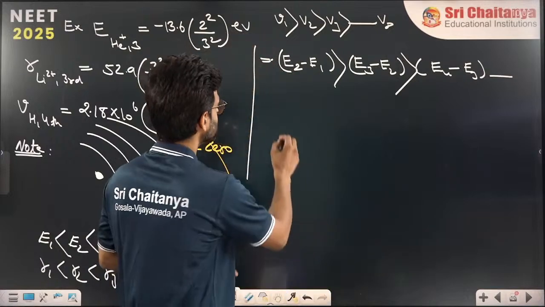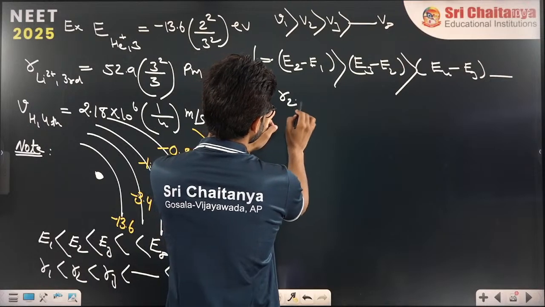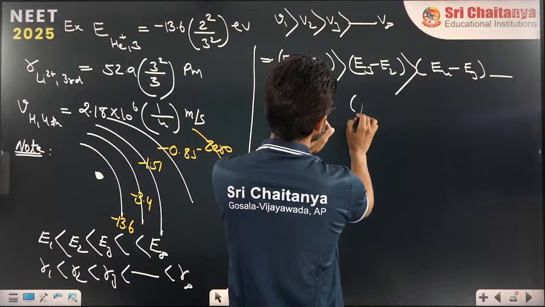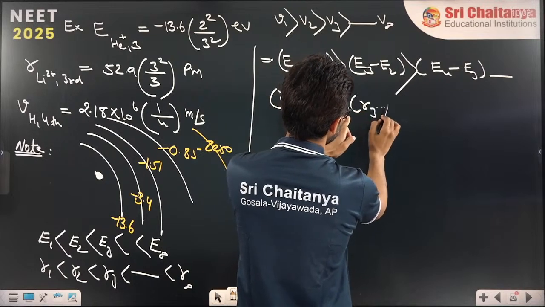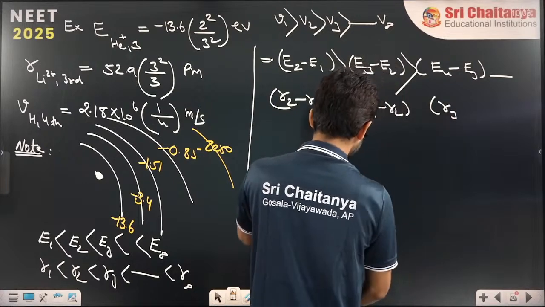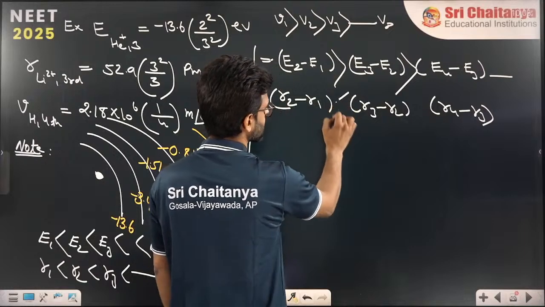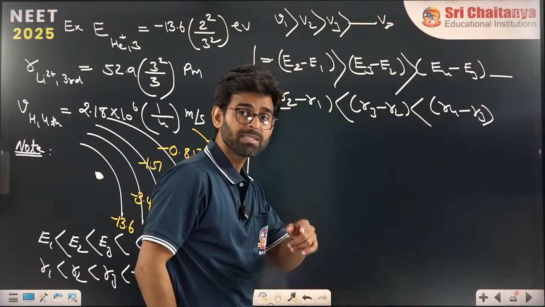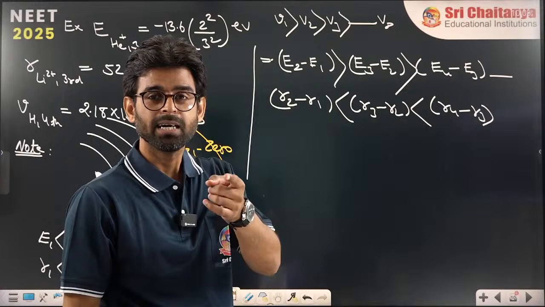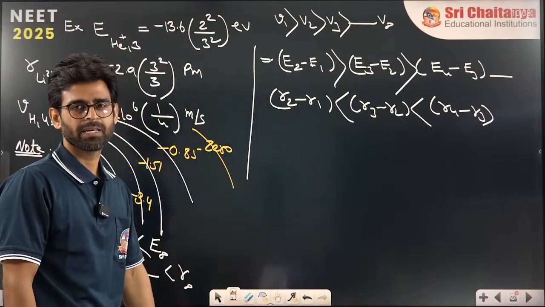But if I talk about the radius, look carefully. It is the gap of R2, R1. Now the gap of R3, R2. And now the gap of, imagine, R4, R3. This gap is increasing. The energy gap is decreasing, but the radius gap is increasing. You can apply the formula to check this easily.